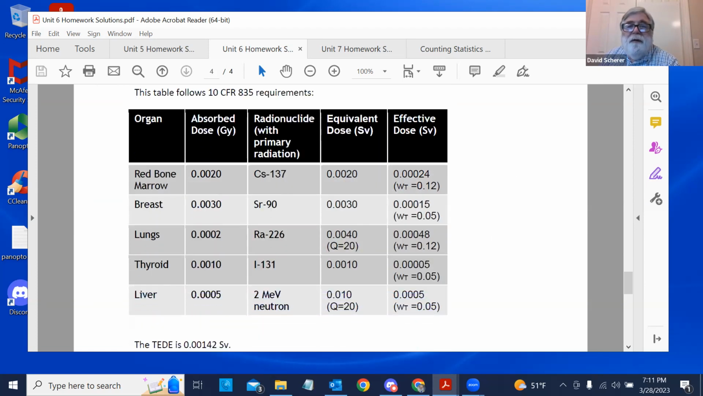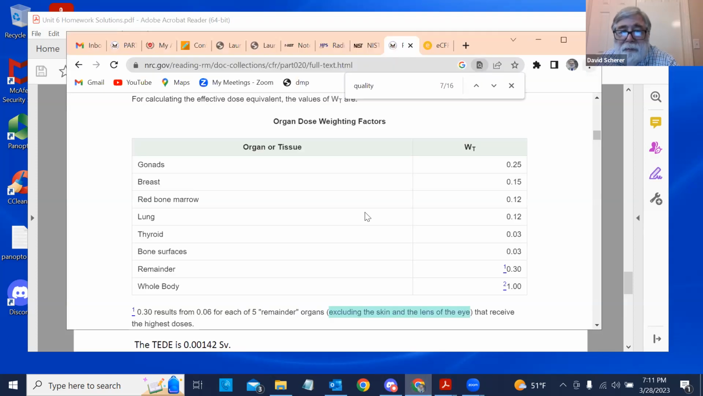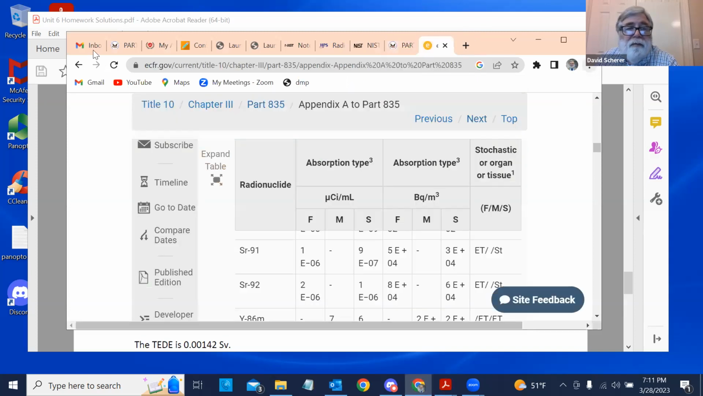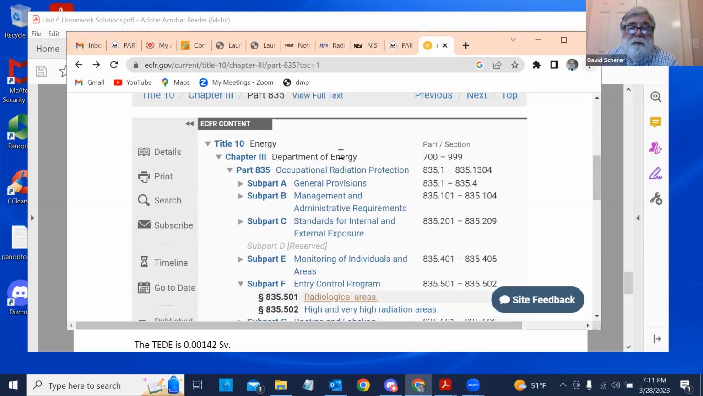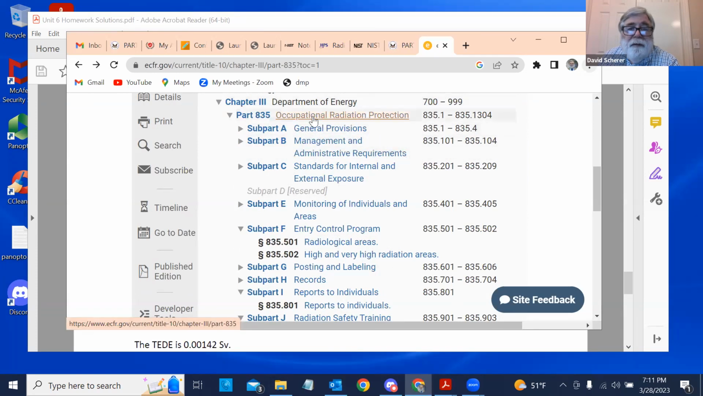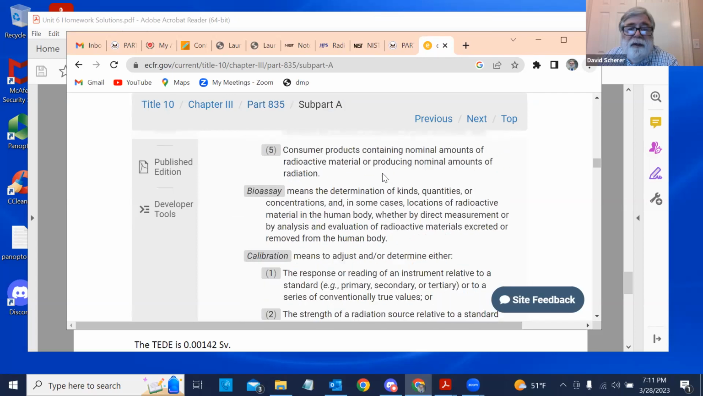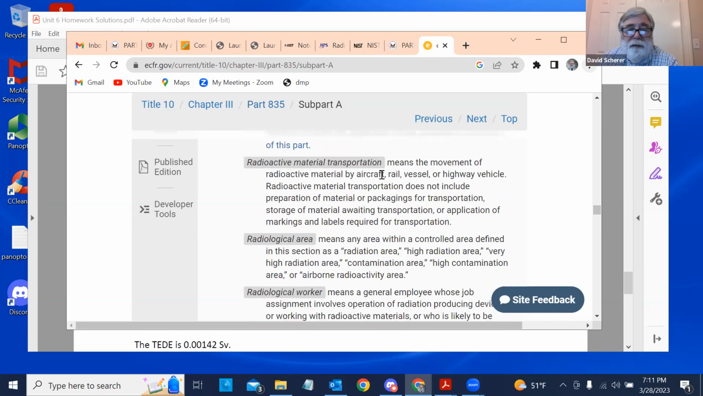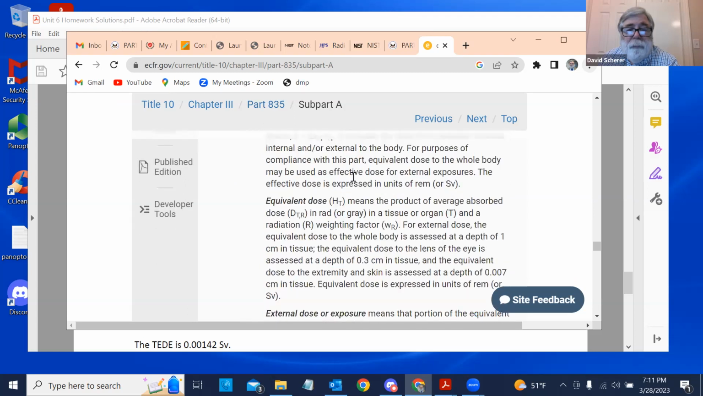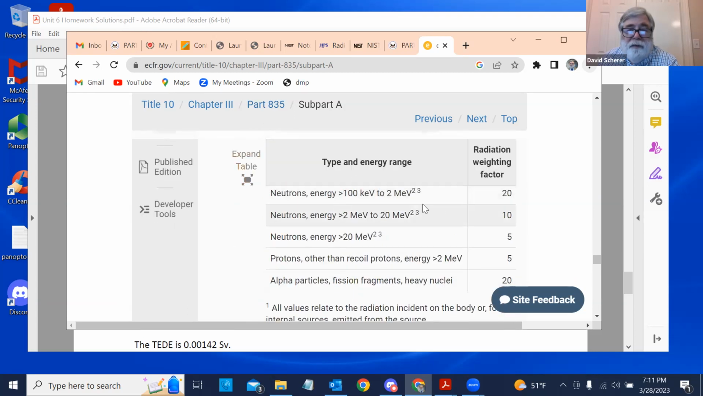In the DOE world, the DOE has its own tissue weighting factors, and that may be why I was wrong. But anyway, let's look at it quickly and go to 10 CFR. If you go to Part 835, I think it's under general provisions, you can find the tissue weighting factors and the radiation weighting factors here. These are the radiation weighting factors. We have neutrons of energy 2 MeV, so the factor is 20.